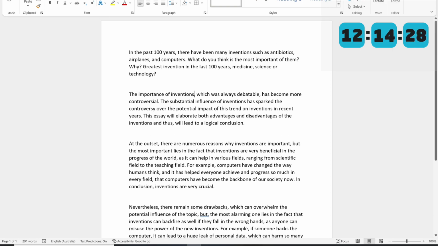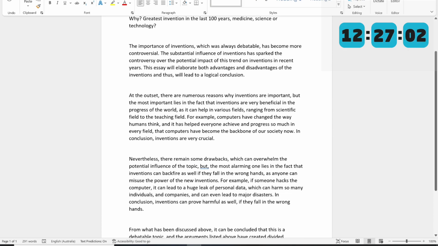The importance of inventions. Let's keep it like that. At the outset, there are numerous reasons why inventions are important, but the most important lies in the fact that inventions are very beneficial in the progress of the world. For example, computers have changed the way humans think, and it has helped everyone achieve and progress so much in every field that computers have become the backbone of society.